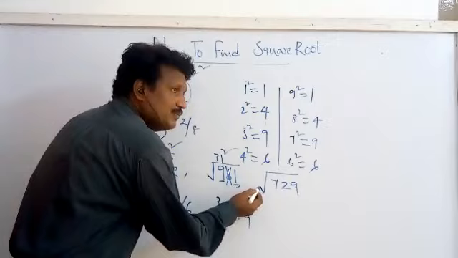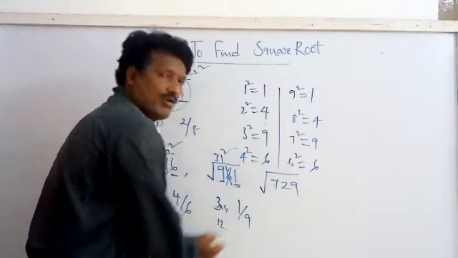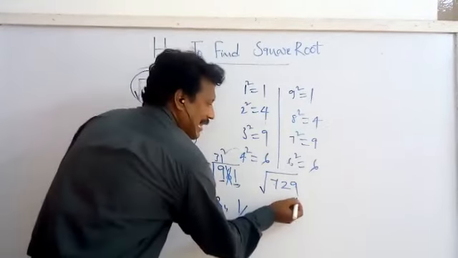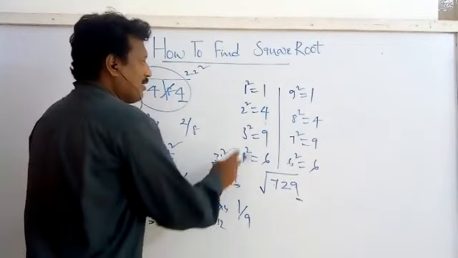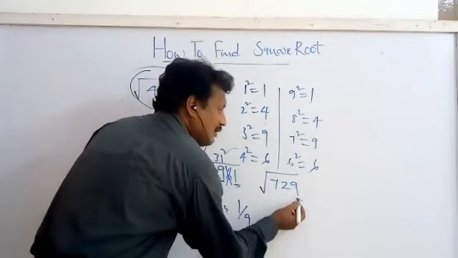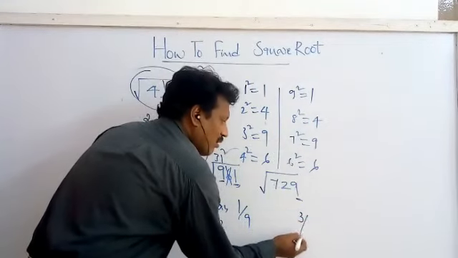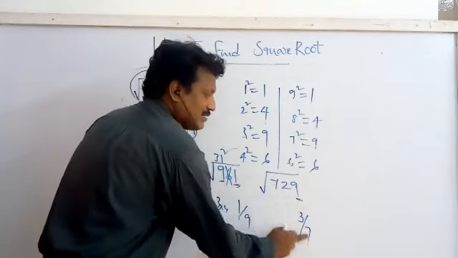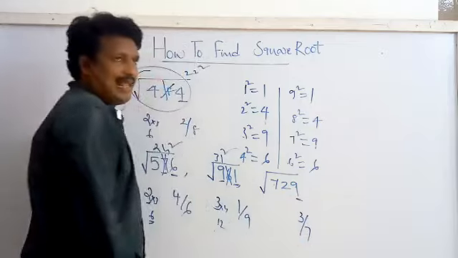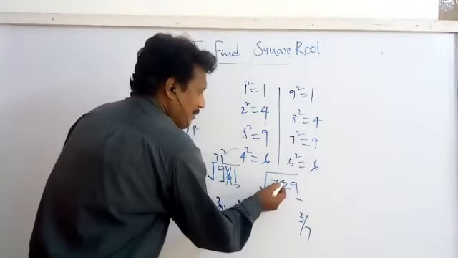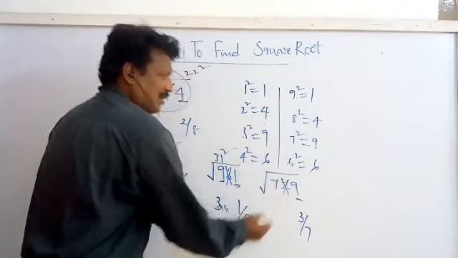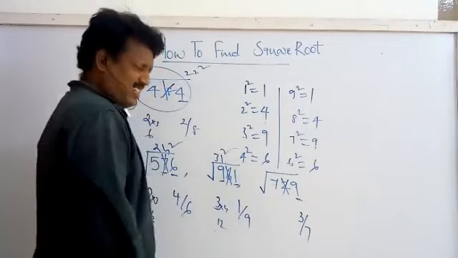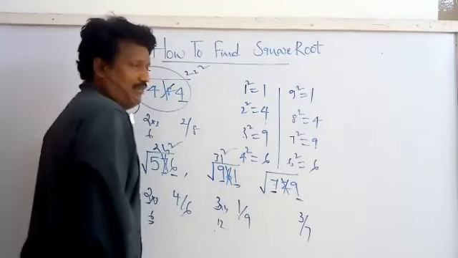Let us do another example: the square root of 729. The unit place is 9. So 3 square is 9 and 7 square is 49, which means the answer must have either 3 or 7 in the unit place. We should not consider the tens place; the remaining value here is 7.